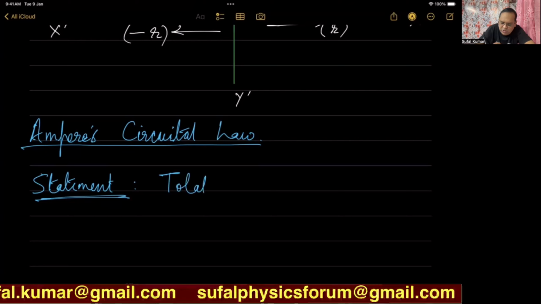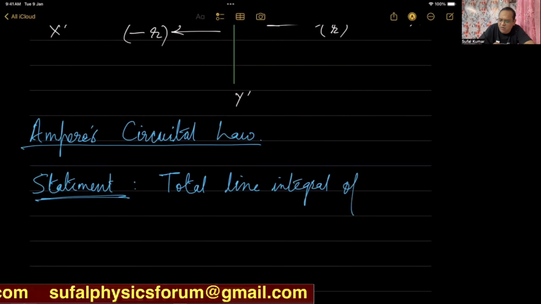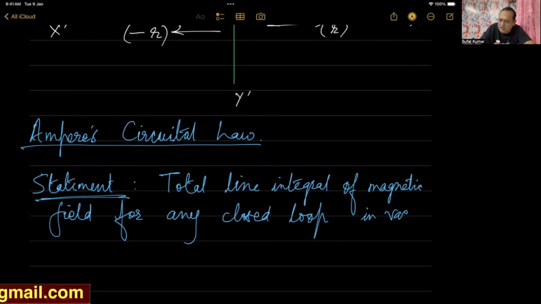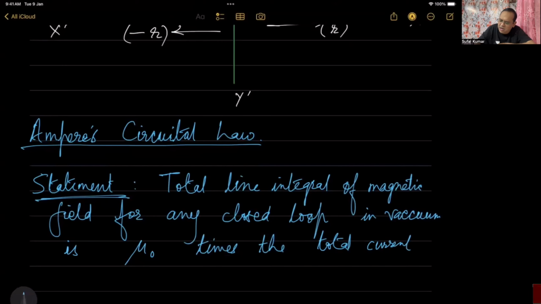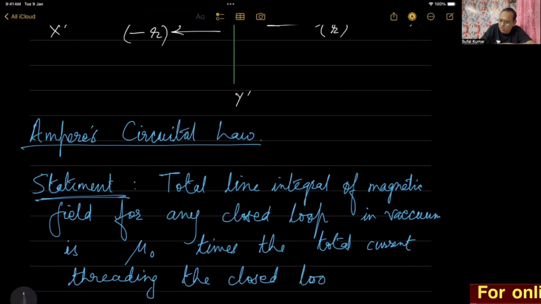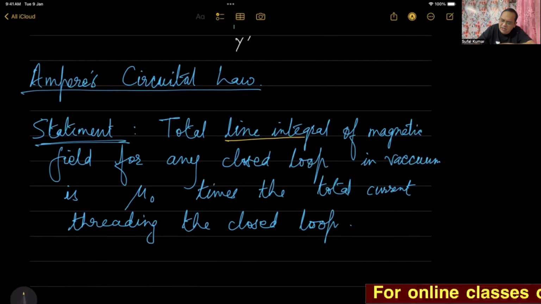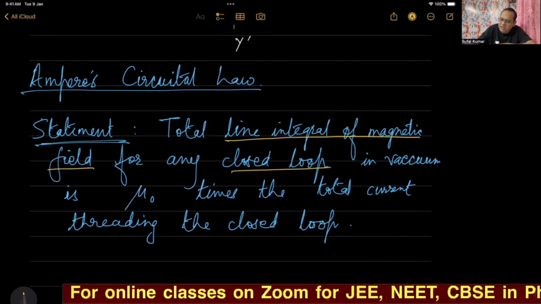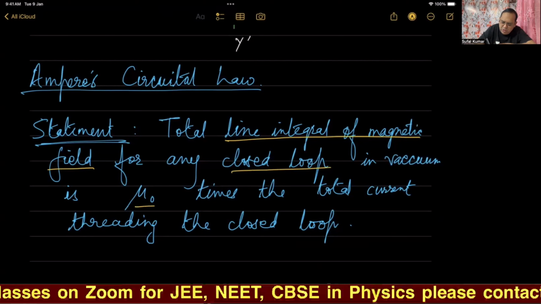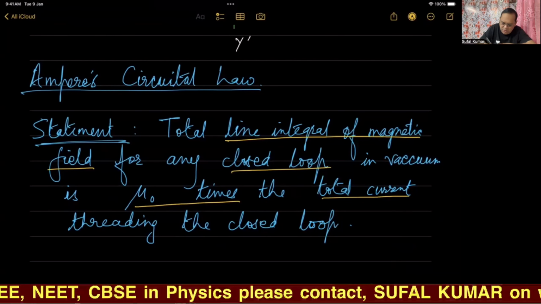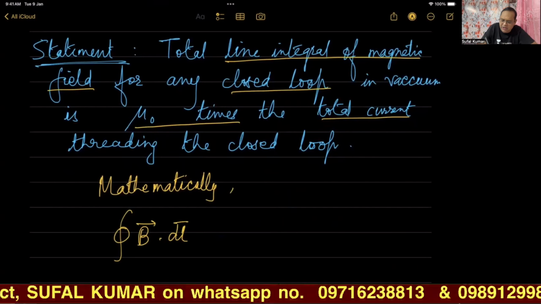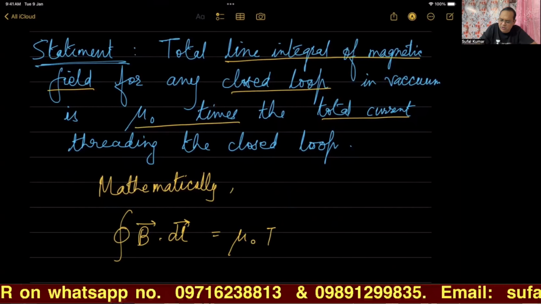Let us see. The total line integral of magnetic field for any closed loop in vacuum is mu naught times the total current threading the closed loop. So mathematically, total B dot dl is mu naught times total current, right?